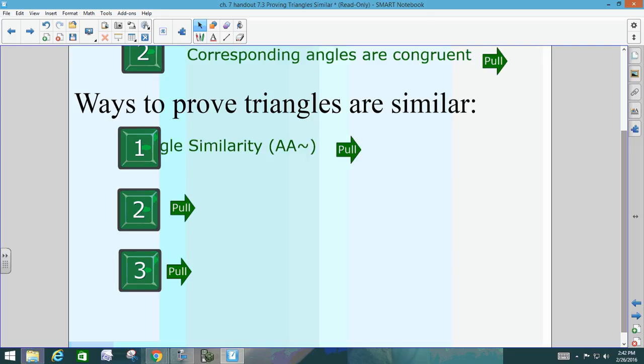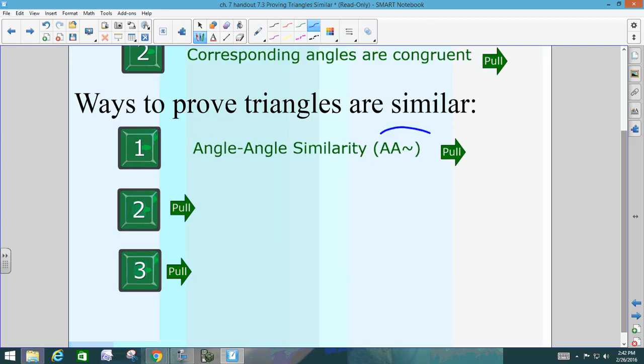The first way to prove that two triangles are similar is using the angle-angle similarity. You can just write down the abbreviation. You don't have to write all the words out. Angle-angle similarity. If two angles in one triangle are congruent to two angles in another triangle, then the triangles are similar. You don't have to look at the sides. You don't even have to make sure all three. Just that you have two pairs of congruent angles.